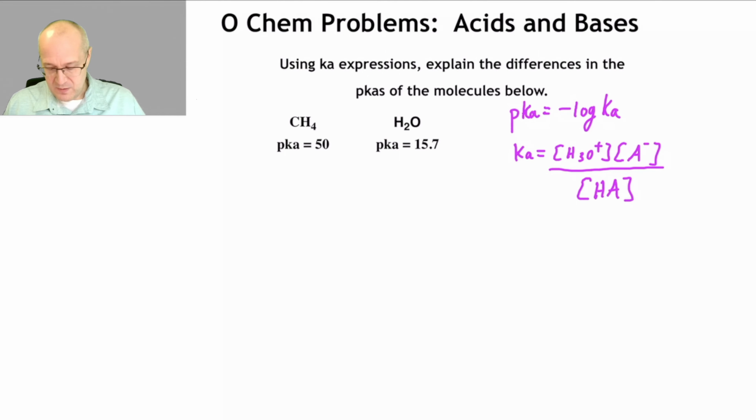Okay? So now, if we can make these two numbers large and this number small, you'll be more acidic. If these numbers are small and this number is large, you're less acidic. You're less prone to ionize. Let's say it that way. So let's take a look. We have methane with a pKa of 50. We have water with a pKa of 15.7. So water's much more acidic, by orders and orders and orders of magnitude more acidic. So that means water wants to ionize more than methane does. That's what it means. Let's take a look at the equilibrium expressions.